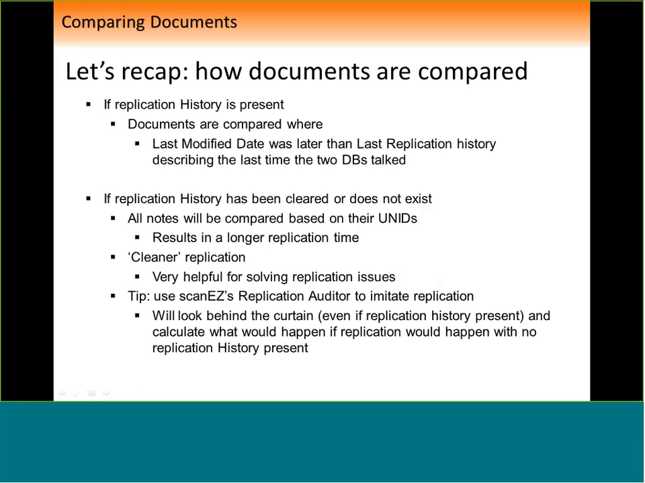So let's go ahead and recap a little bit about how documents are compared. Obviously, what's really critical is the replication history. And when replication happens, it's not just the replication history, but looking at all of the different properties that Ben has already talked about. So when two documents are compared, if there is replication history present, it's going to look at what's changed since the last time we talked. If there's no replication history, it's going to replicate all of the documents, again, a cleaner replication.